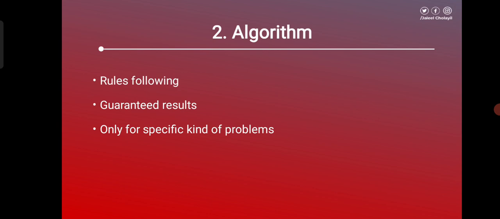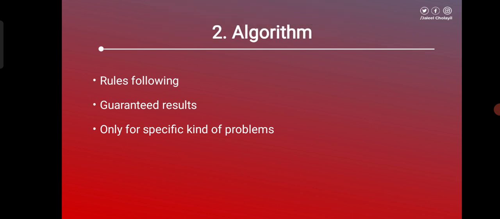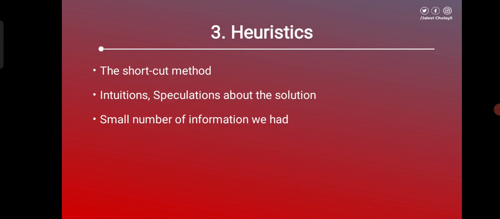This is the algorithm method, and the problem is that it can be used only for some specific kinds of problems. We can't generalize that method, or abstractly use it for all kinds of problems. Only for specific kinds of problems can we use the algorithm method. And third, we have the heuristic method.